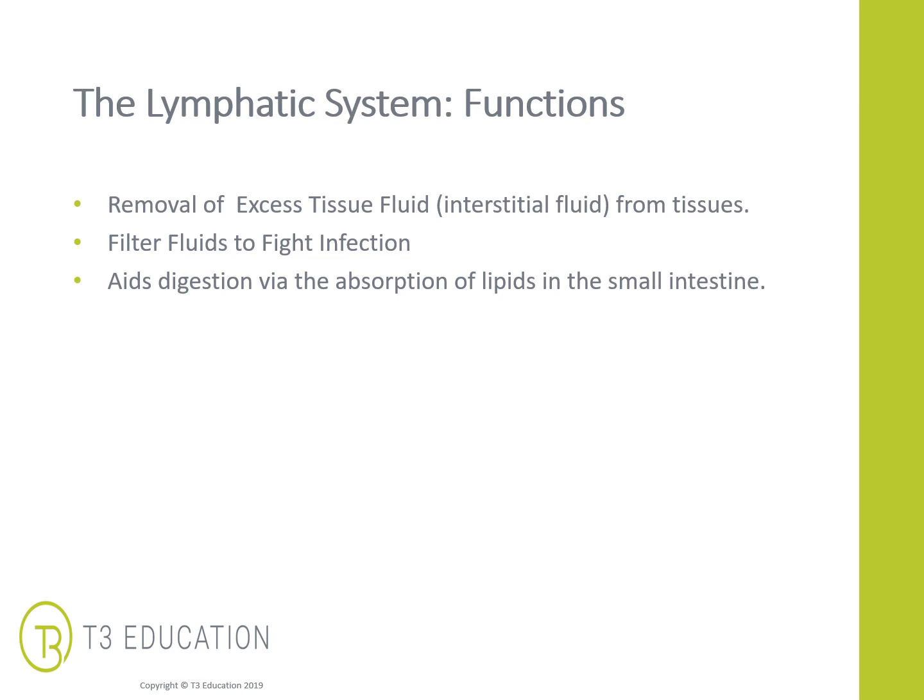Lymphoid tissue within the lymph node itself produces but also stores the lymphocytes, which are a type of white blood cell, and these play a role in fighting infection. As the lymphatic system filters those interstitial fluids, they remove foreign agents that may cause infection in the body, and also plays a role in delivering these lymphocytes, this type of white blood cell, to the parts of the body that need it to fight infection.